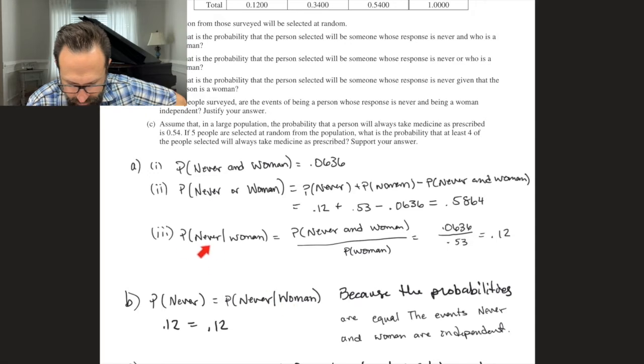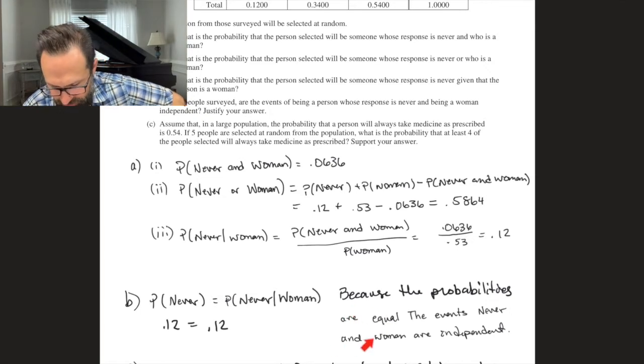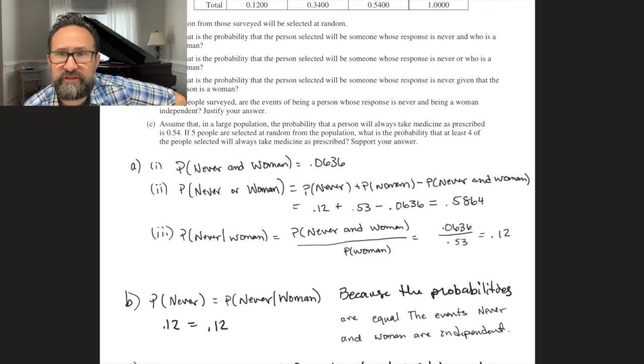Never, given this one, is the one we just calculated, so we can pull that one down here. And if you describe this, because the probabilities are equal, then the events of being never and being a woman are definitely independent based on the fact that they're equal.